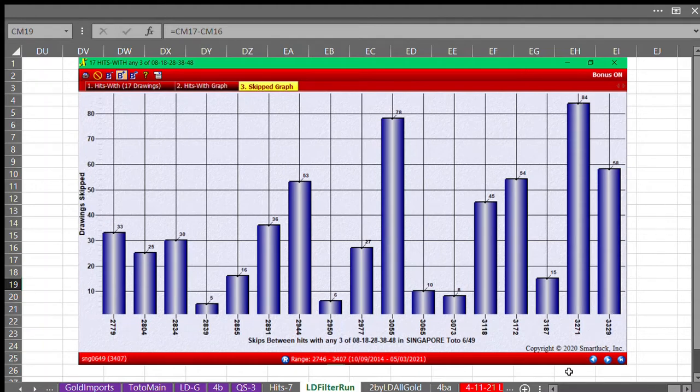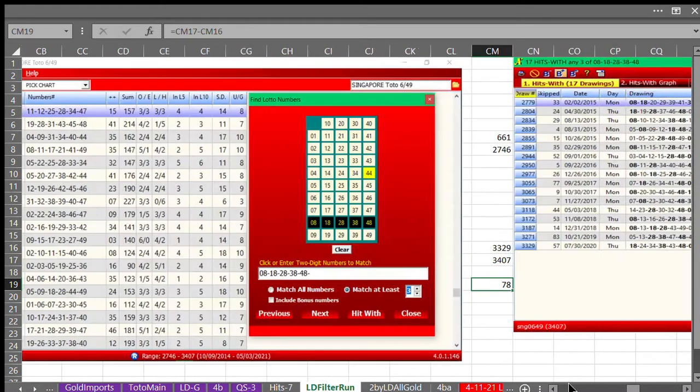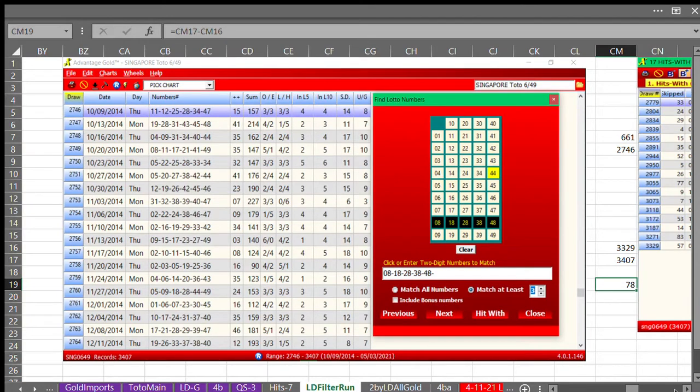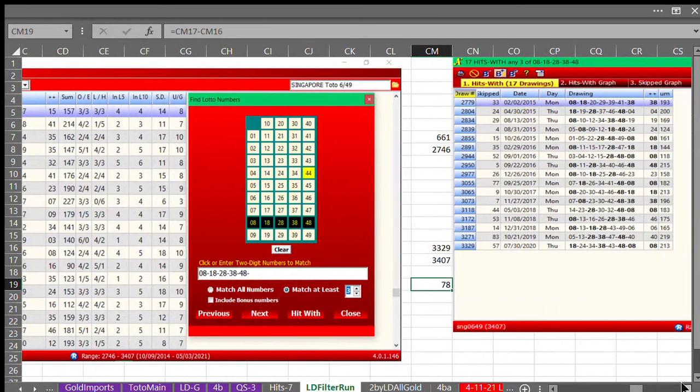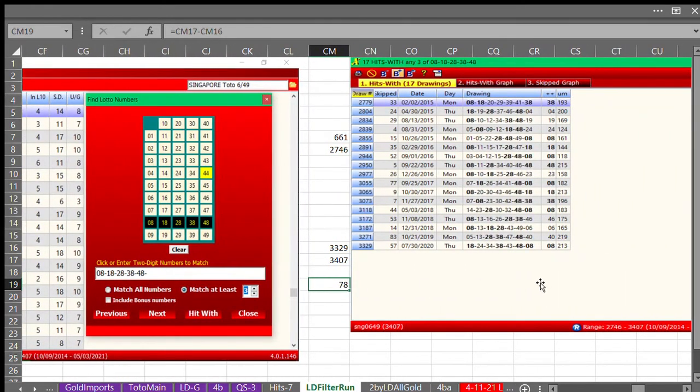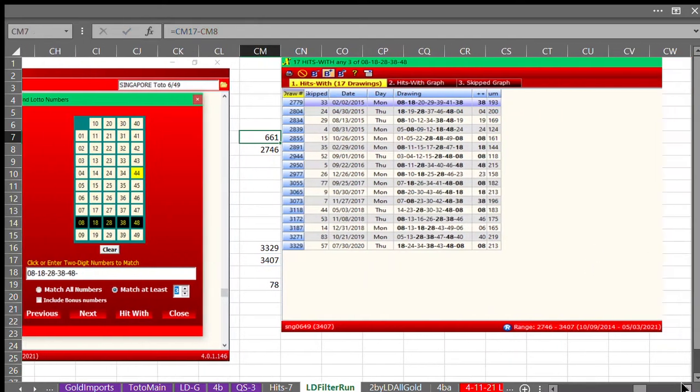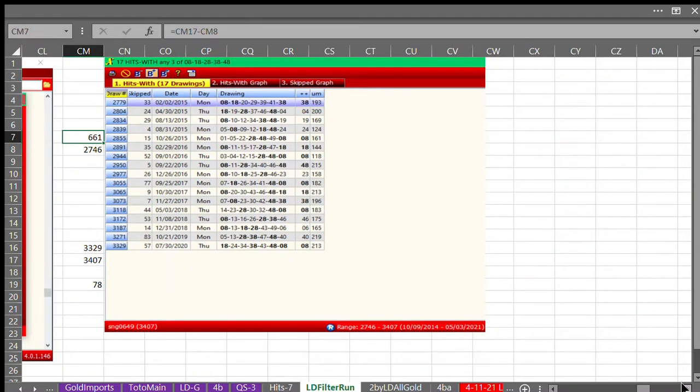So as far as these skips, that's where we are. That's the current skip. So it's been 78 drawings since you had minimum 3, and that includes the bonus. And this is the structure. I subtracted the structure change. It's 661 drawings. So the last thing to look at here is, let's see.